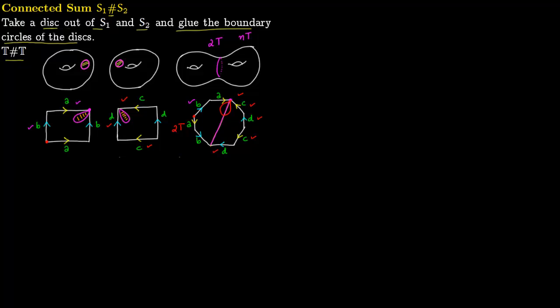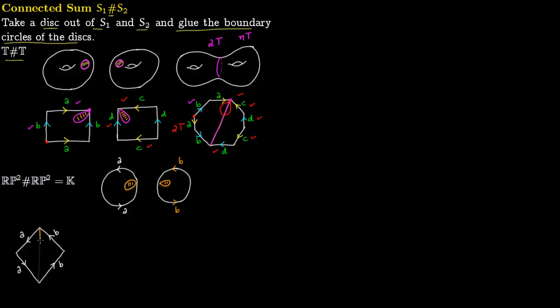Now we talk about another connected sum. Projective plane connected with projective plane will give you a Klein bottle. So you have a projective plane, so this is the projective plane. Notice that A and A are going in opposite directions, and B and B are going in opposite directions. So you cut a disk out here, and then you cut a disk out here. So again glue the boundary circles. Once you glue them, this is what you get. A and B, obviously A is going into A, B is going into B.